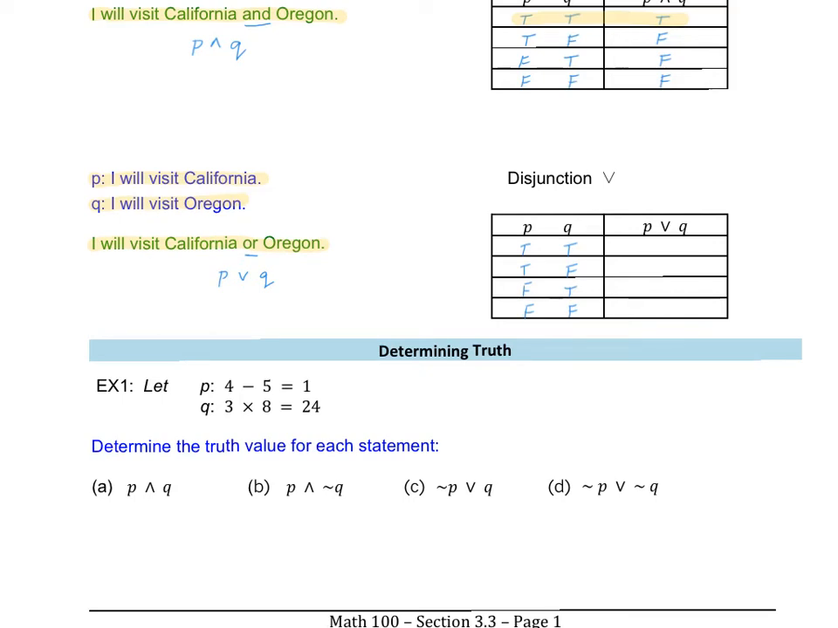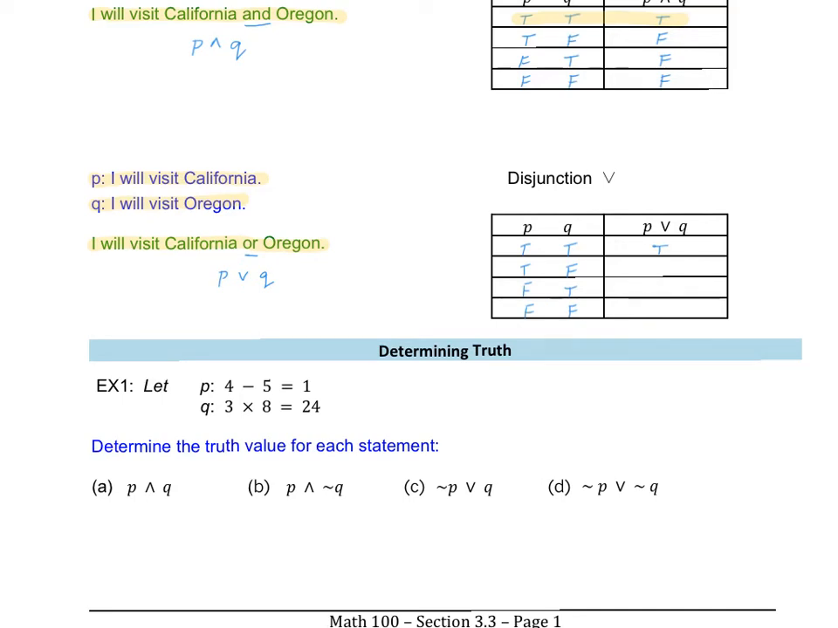So this is an or statement. Let's say we have a true, true. I'm going to visit California and I'm also going to visit Oregon. So the statement "I will visit California or Oregon" is true because it's an inclusive or. It includes the possibility that both are true.